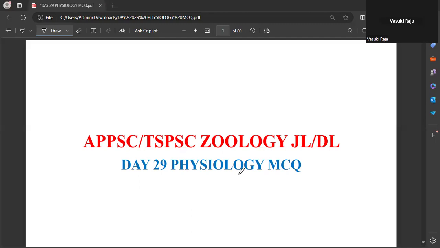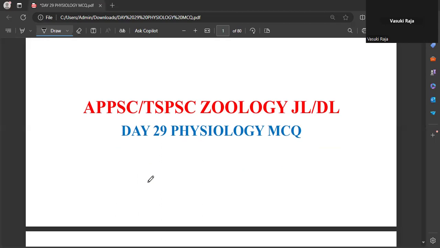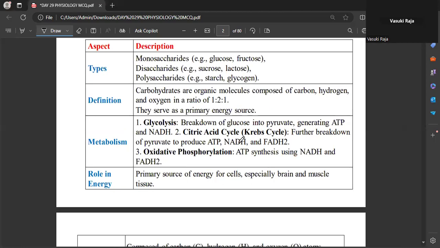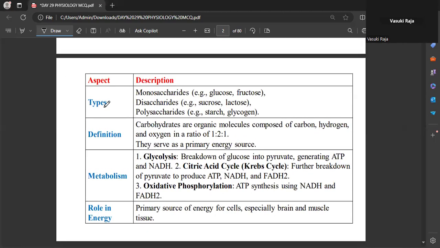In today's class, we are going to deal with carbohydrate metabolism, most specifically cellular respiration. So without any delay, we'll start today's class. There are different types of carbohydrates. We can classify them based on their number of carbons, and that will be monosaccharide, disaccharide, and polysaccharide.